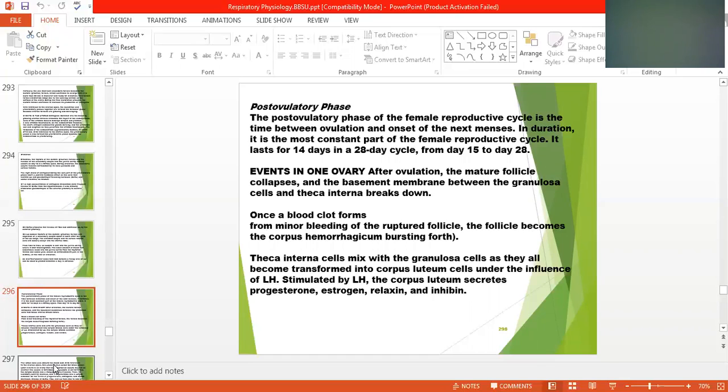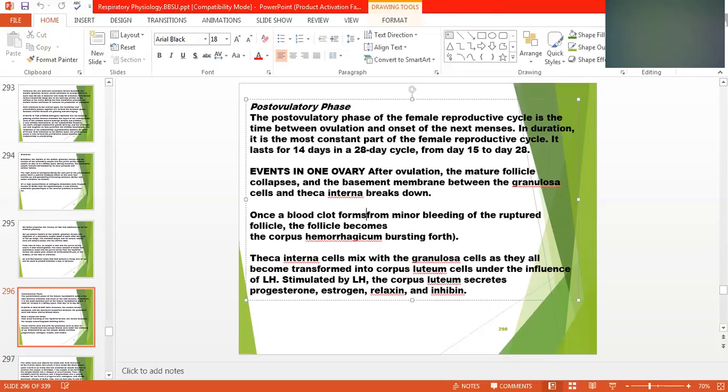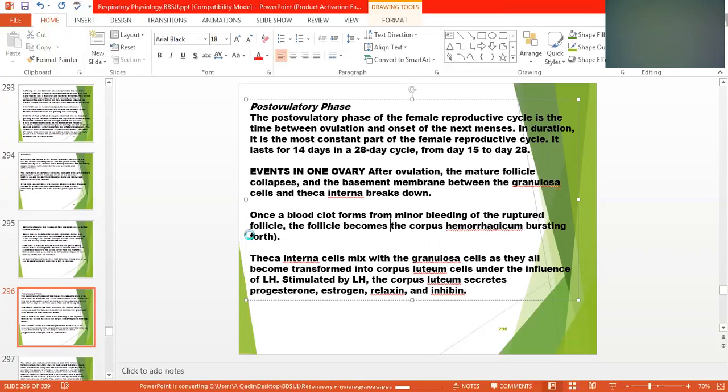In the ovary, after ovulation, the mature follicle collapses and the basement membrane between the granulosa cells and theca interna breaks down. Once a blood clot forms from the minor bleeding of the ruptured follicle, the follicle becomes the corpus hemorrhagicum. Theca interna cells mix with the granulosa cells as they all become transformed into corpus luteum cells under the influence of luteinizing hormone.